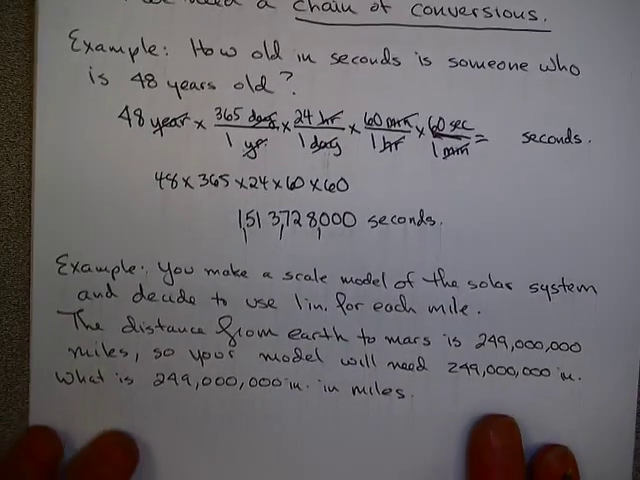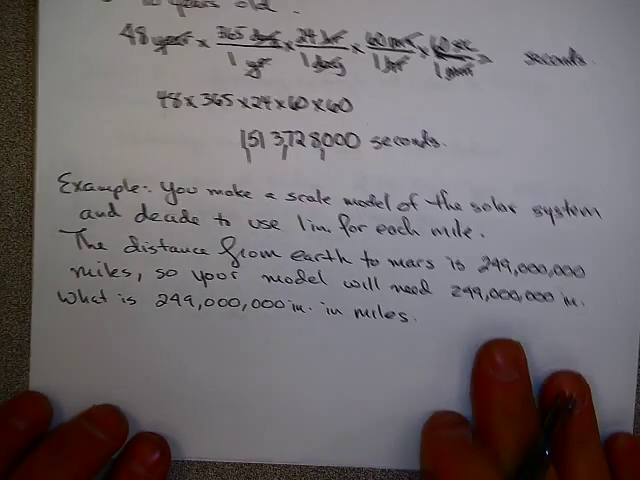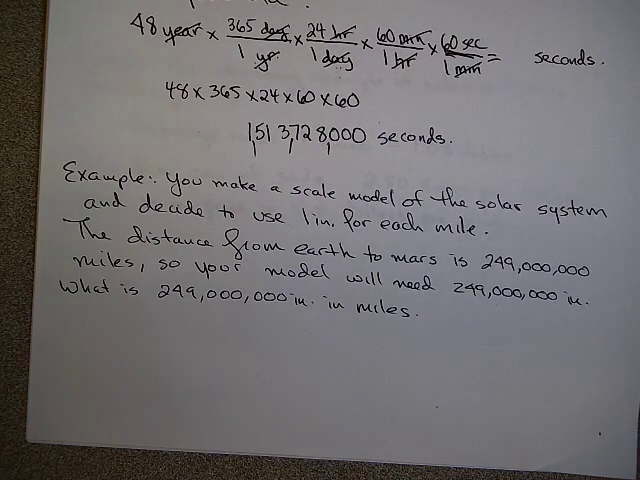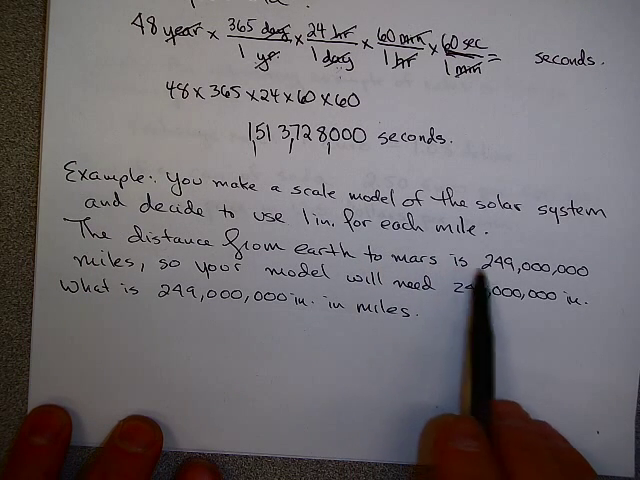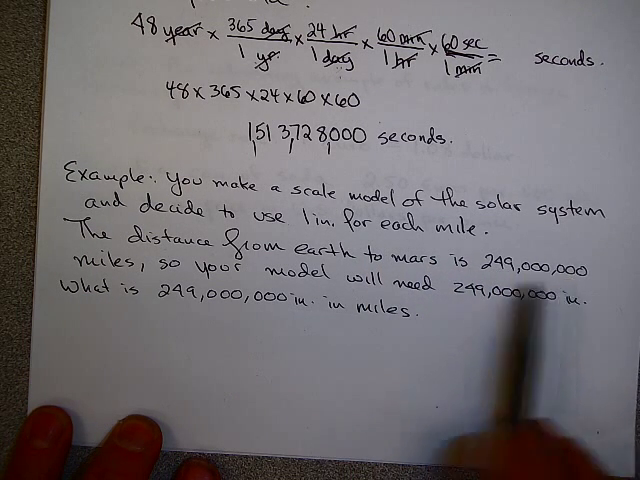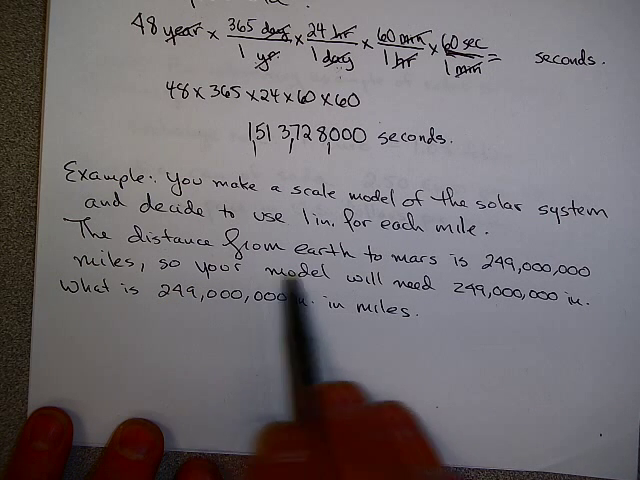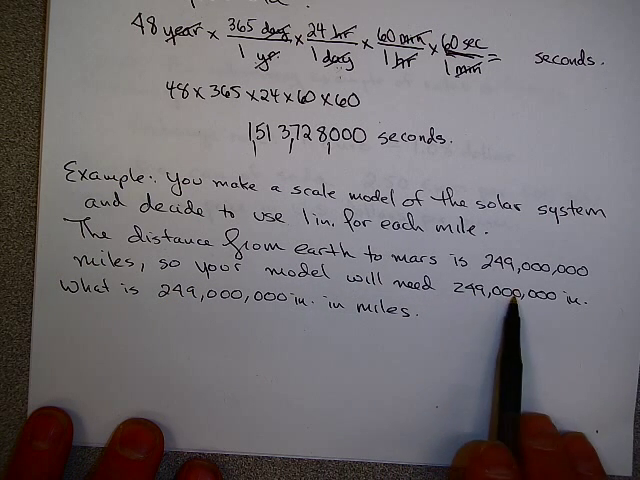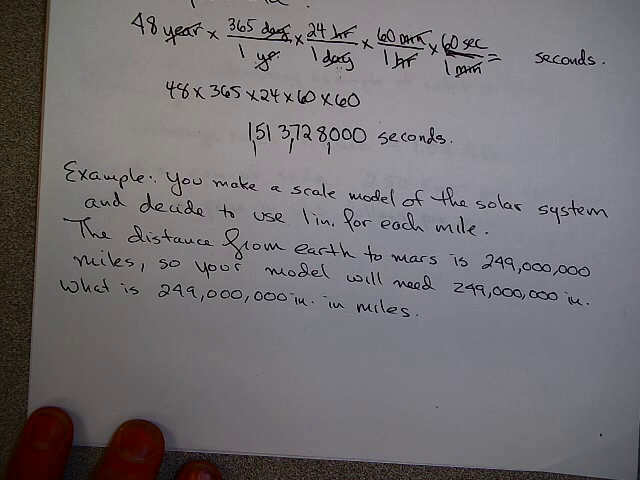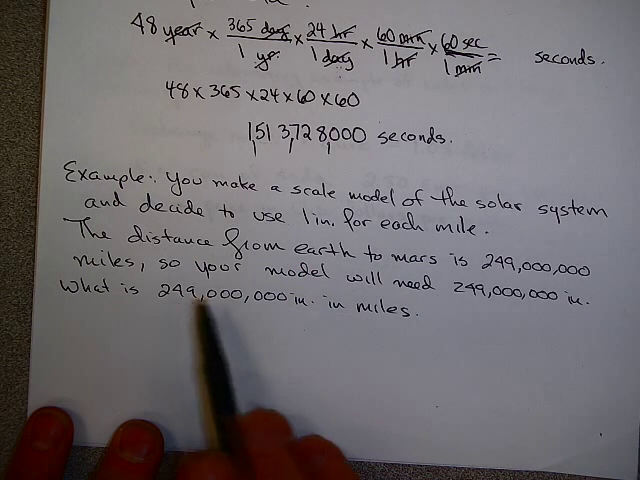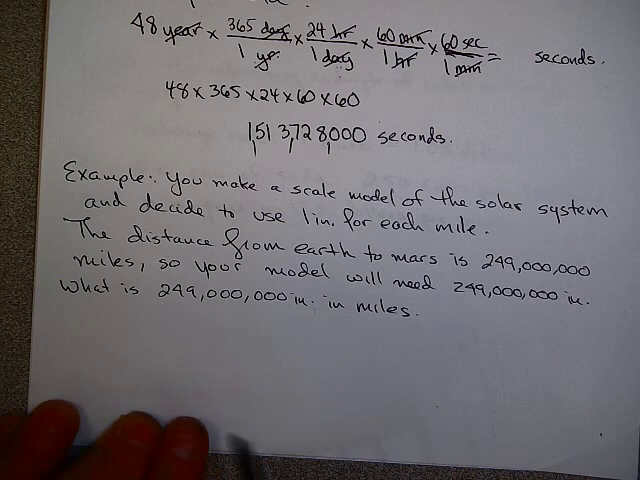Here's an example of another one where we would need a chain of conversions. You make a scale model of the solar system, and you decide to use 1 inch for each mile. You look up the distance from the Earth to Mars and realize that it's 249 million miles. So for your model, you'll need 249 million inches to represent that distance from Earth to Mars. What is 249 million inches in miles?